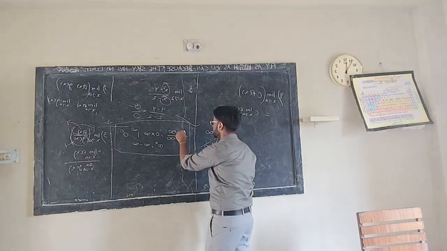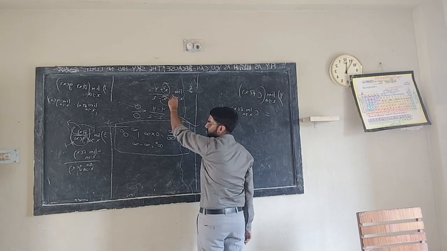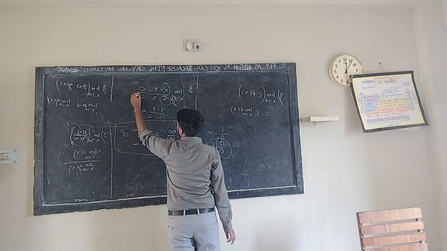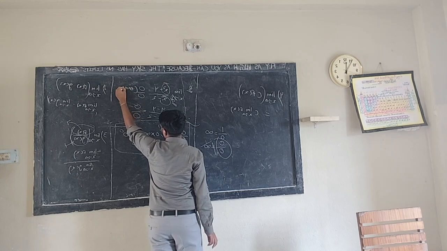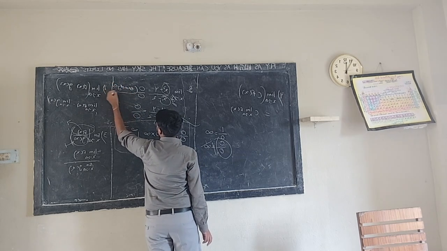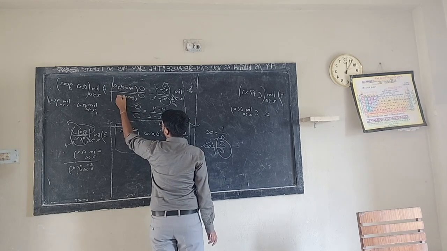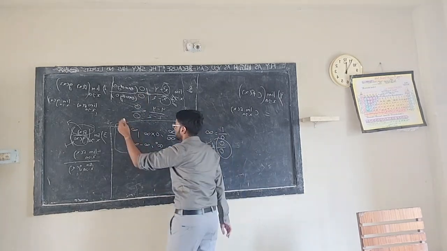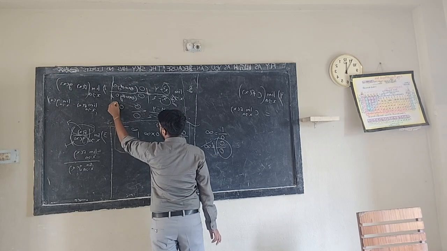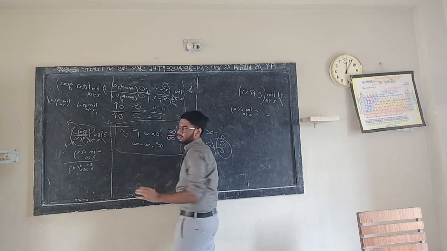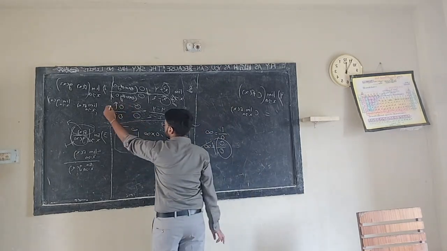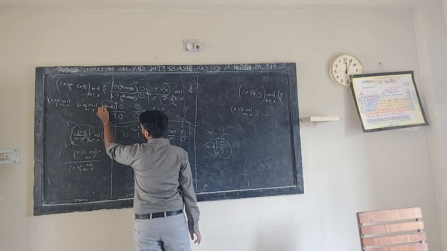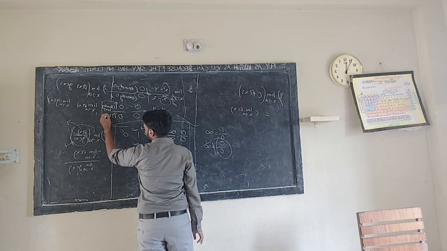x tending to 2, x not equal to 2, so this is tending to 2. So this is not exactly 0, this is not exactly 0/0 form. Have you understood? This is not exactly 0/0 form, this is tending. So if you like, you can write the tending symbol like this. This means tending to 0, not 0. Here also tending to 0.